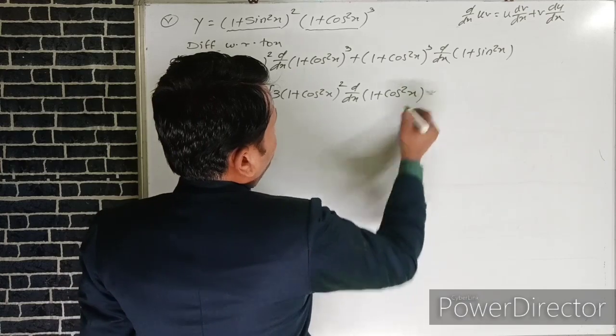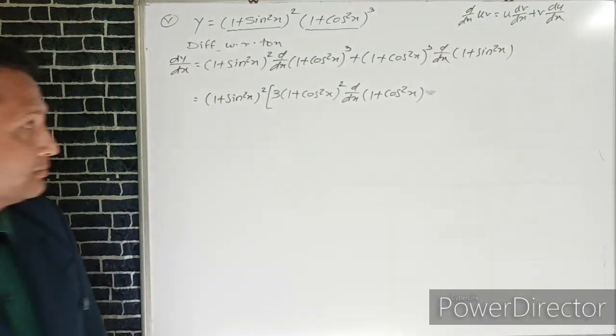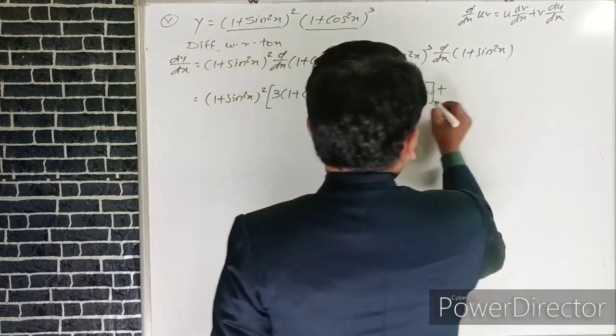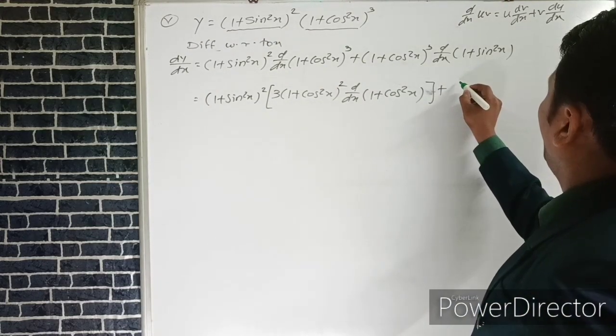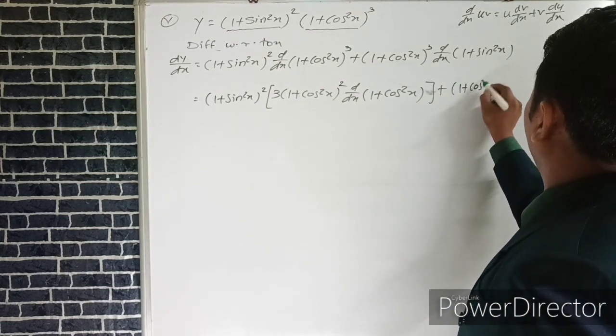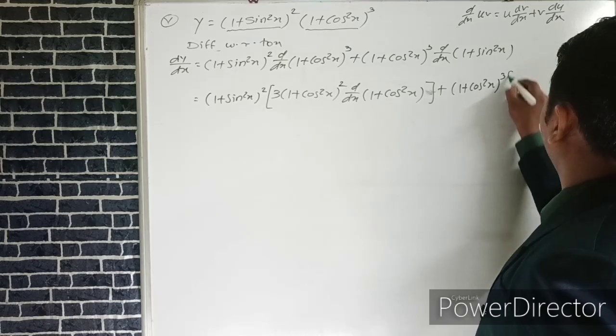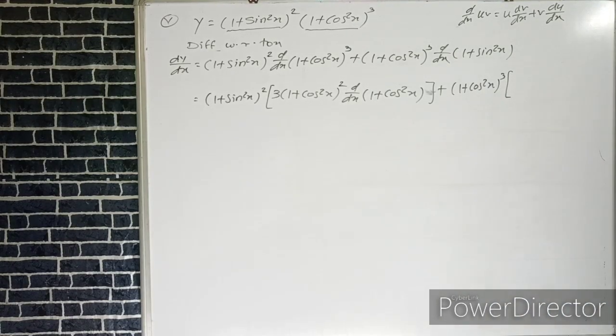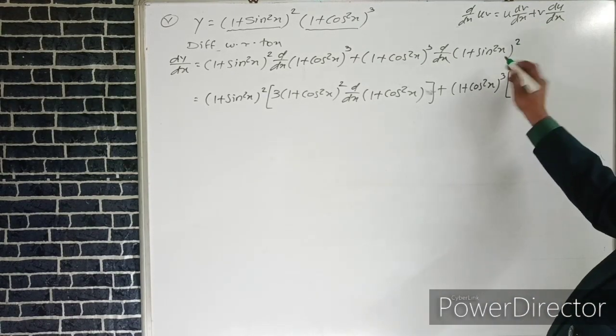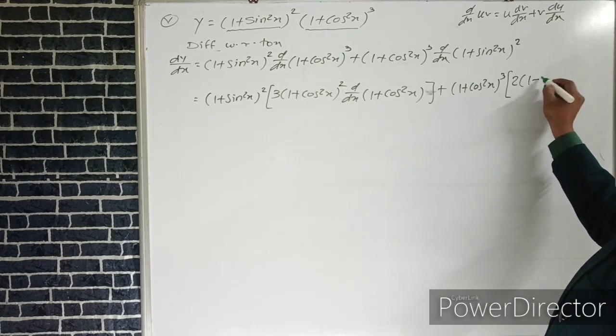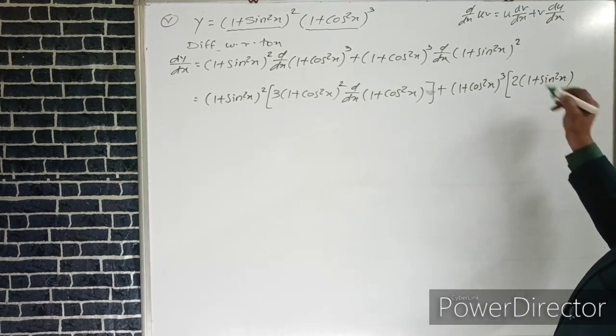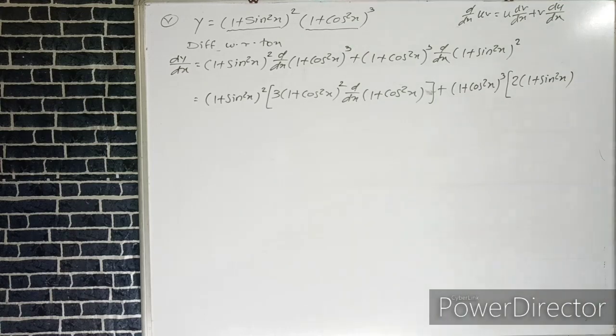The derivative of 1 plus cos square x. Plus 1 plus cos square x whole bracket cube as it is into 2 into 1 plus sin square x raised to the power 2 minus 1 is 2 into again a derivative of 1 plus sin square x.